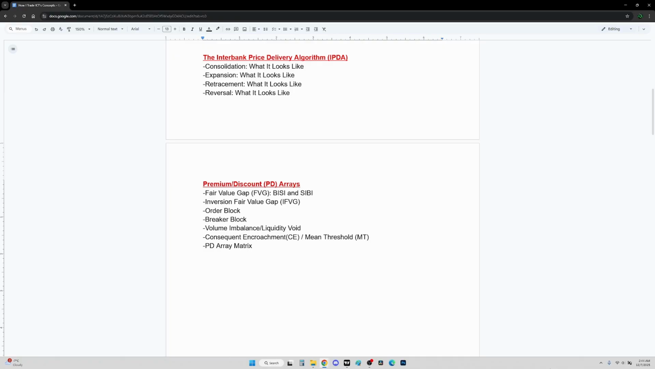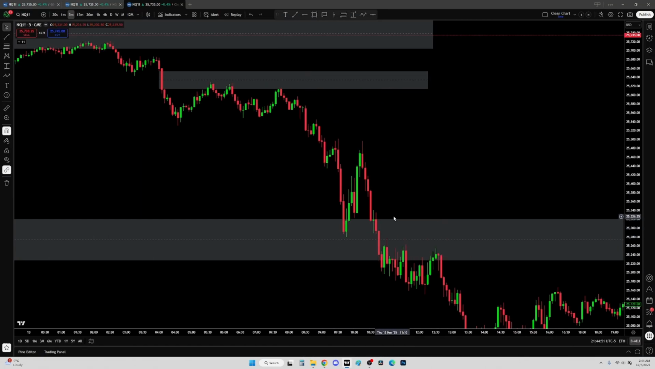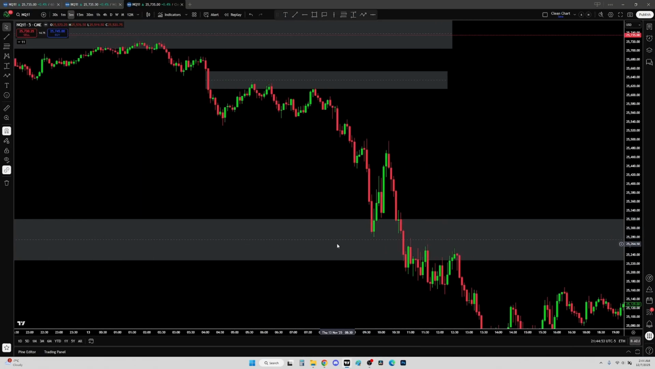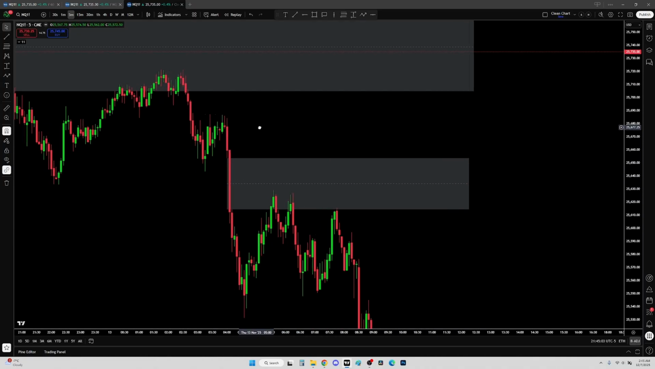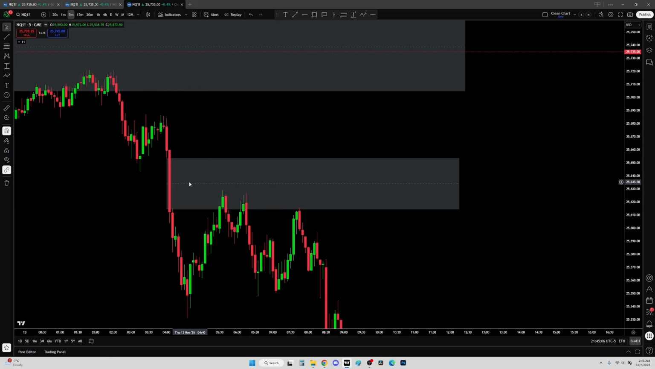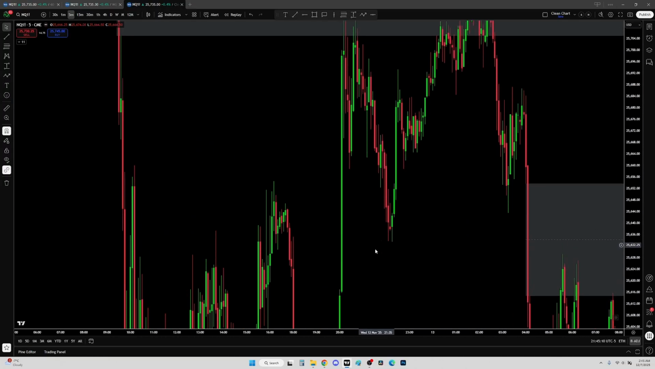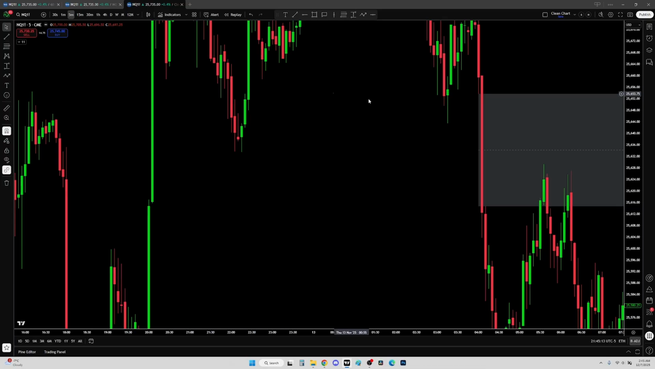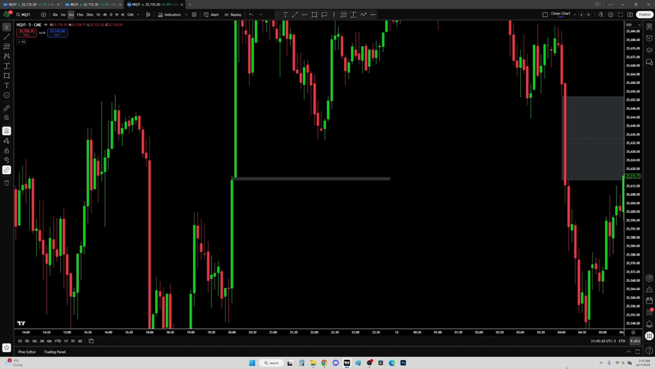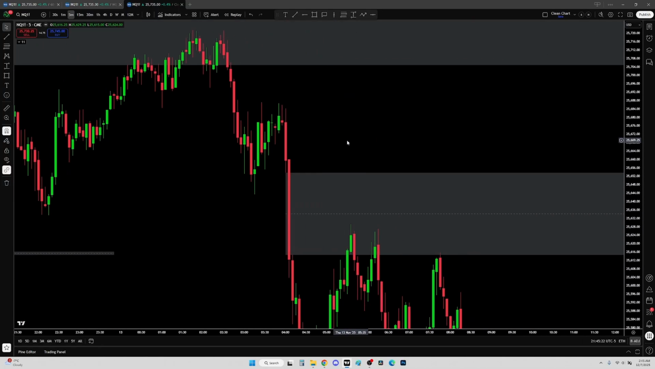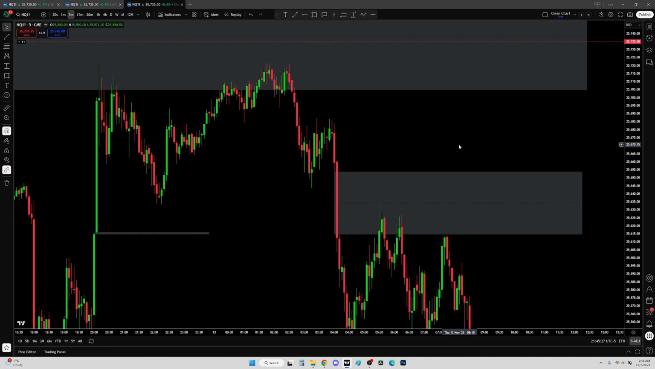Second to the last on the list is consequent encroachment and mean threshold. Now, when I'm drawing these things, you'll notice that there's a middle dashed line on the drawing. That is consequent encroachment if we're talking about gaps. And it doesn't matter what kind of gap it is: fair value gap, new day opening gap, liquidity voids, volume imbalances. The midpoint of gaps is called consequent encroachment. If you're looking at order blocks and breaker blocks, like anything that's not a gap, the midpoint is called mean threshold.